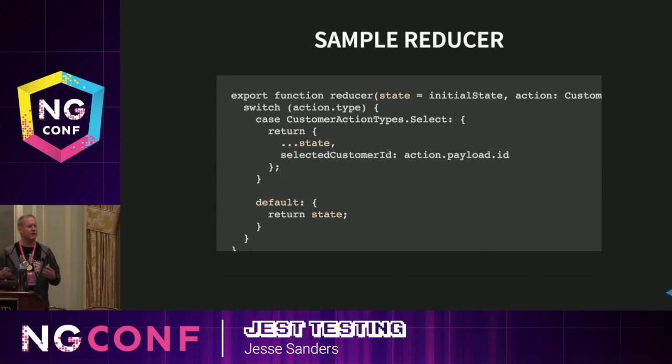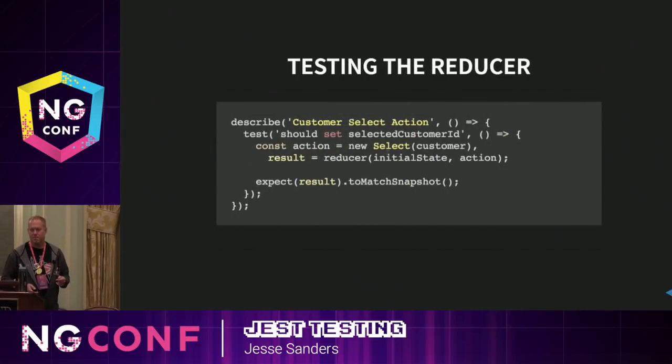So a reducer is really nothing more than a very simple function with a big old switch statement in it, right? So here we have our select action type where we're spreading our state and then we're setting our selected customer ID. So for us to test that, we have our describe and our test. We're setting up our action with a new select, and then we're calling our reducer function, giving it some initial state and an action, and we get a new state. And then from there, I can say, expect this result to match my snapshot. So this is a great way of being able to test my reducer.